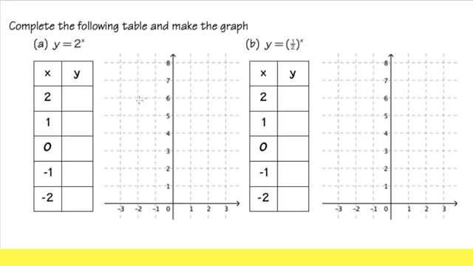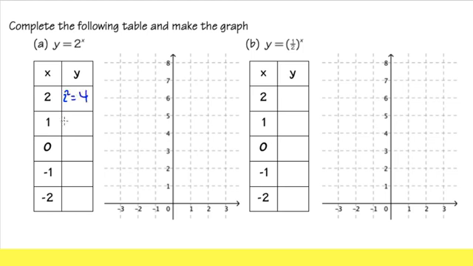Alright, in this video, we are going to graph 2 to the x and also 1/2 to the x. So for the first one, you see we are given this table. Well, when x is 2, you put a 2 right here, so we get 2 to the second, and that's going to give us 4 right here.